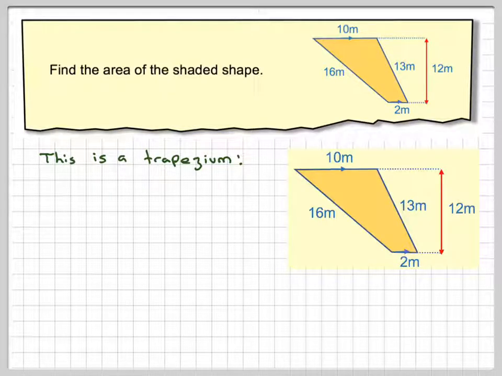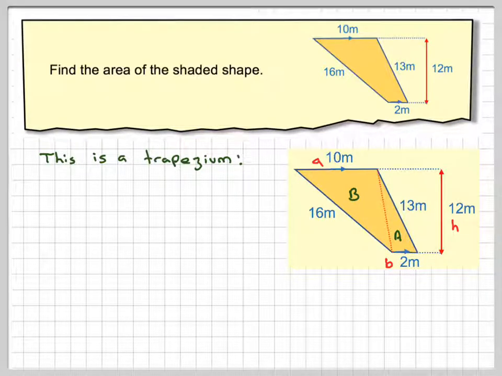But if we split it into two triangles, we're going to call this length here A, and then we're going to call this length here B. If we split it into two triangles, then this length here is called the vertical height. So what we've got is one triangle here which we'll call A, and another triangle here which we'll call B. We'll find the area of that triangle and the area of that triangle and add it together.